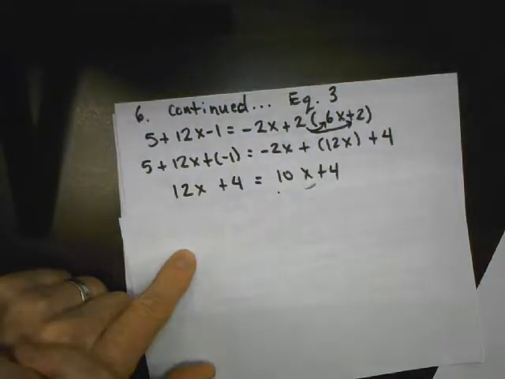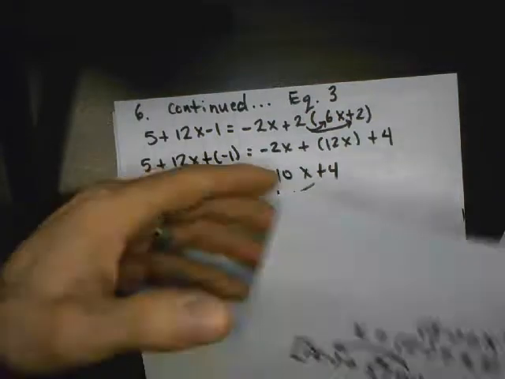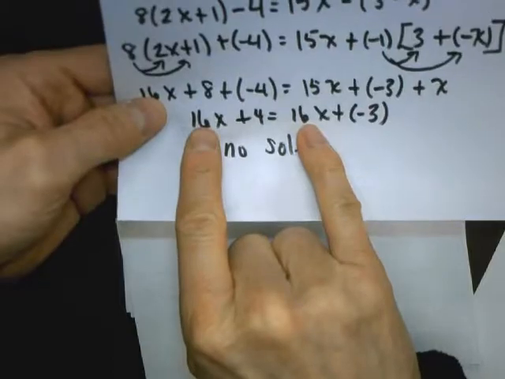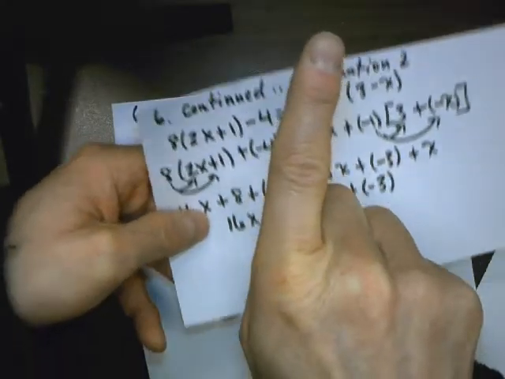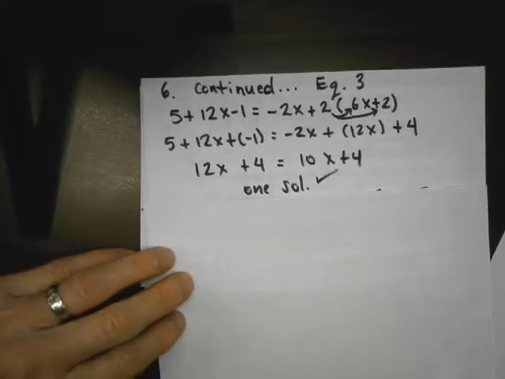Okay, when I move my x's to one side, they won't cancel out. Right? When they're the same, they're going to cancel out. That's why it becomes one of those special cases, infinitely many or no solutions. So this will have one solution. Now we test equation 4.